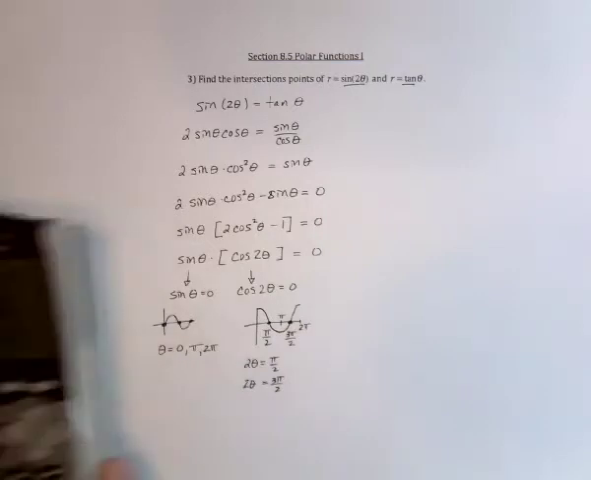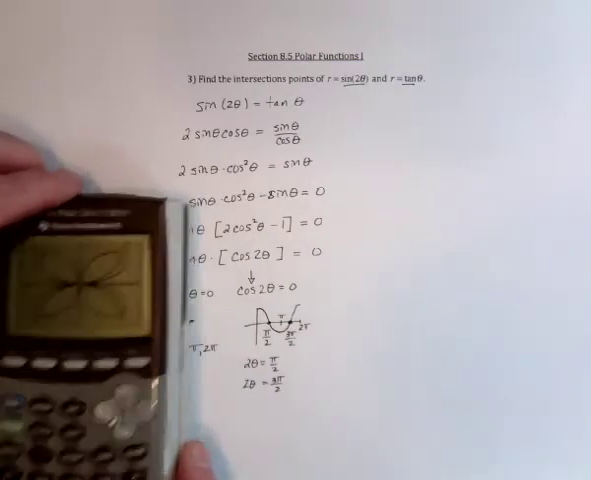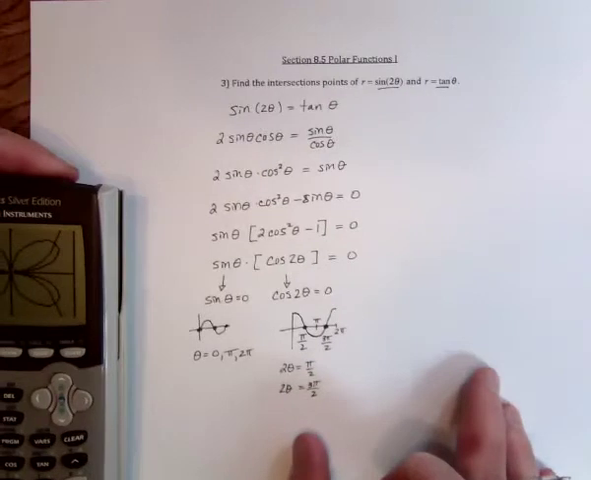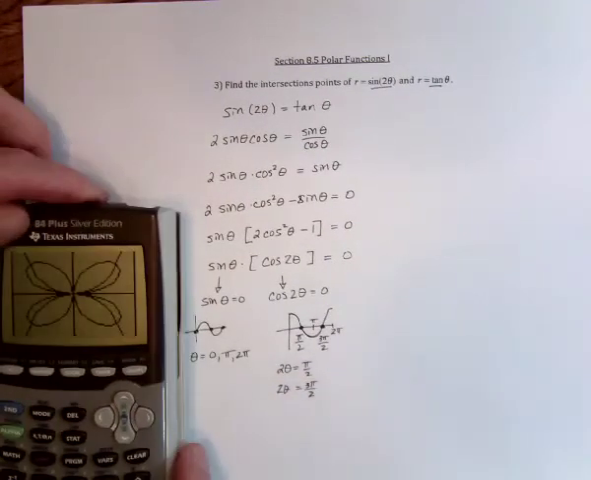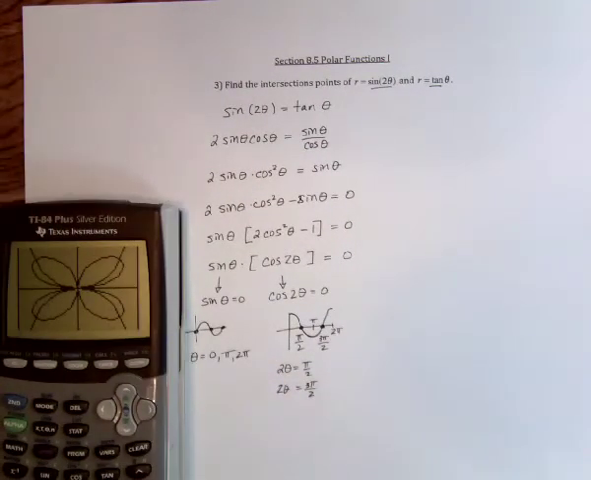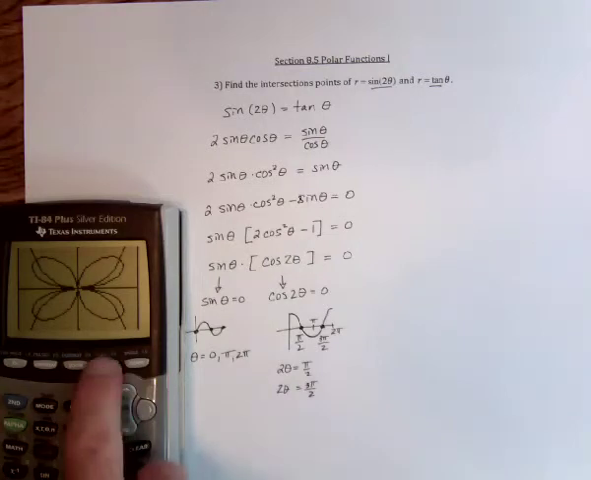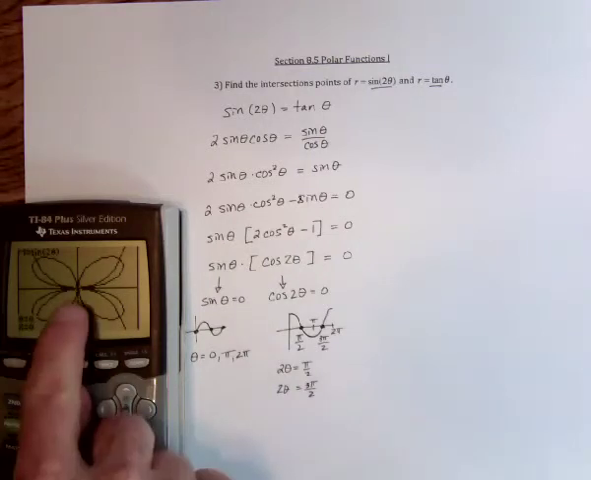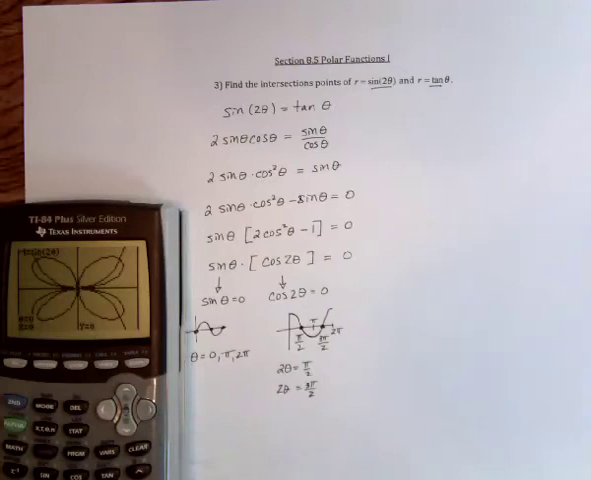And now I should go back to the graph and see if these look right. So trace and 0, well, that's the origin where they're crossing, so 0 seems right. And trace and put pi, that's when they go through the origin again. And 2 pi is probably the origin again.